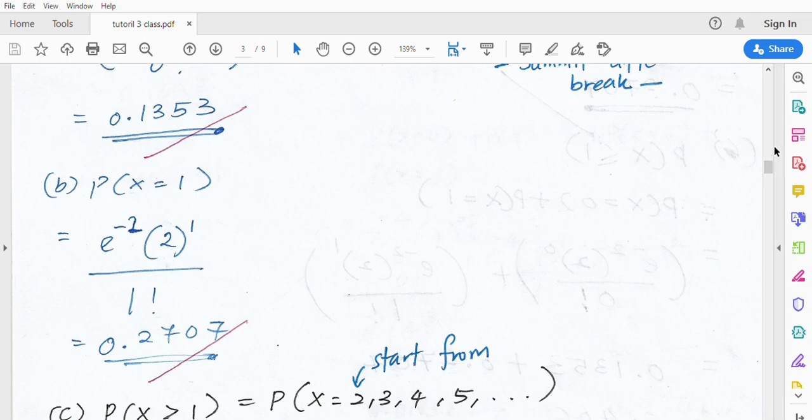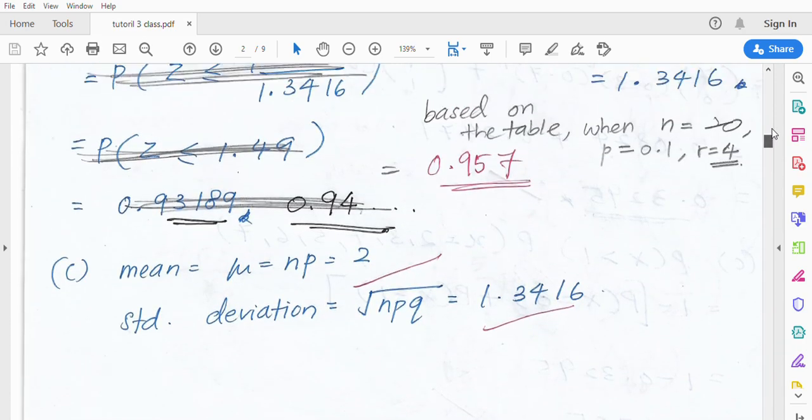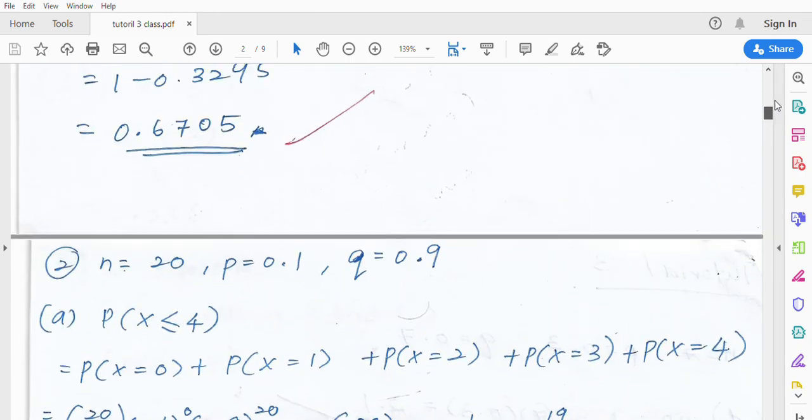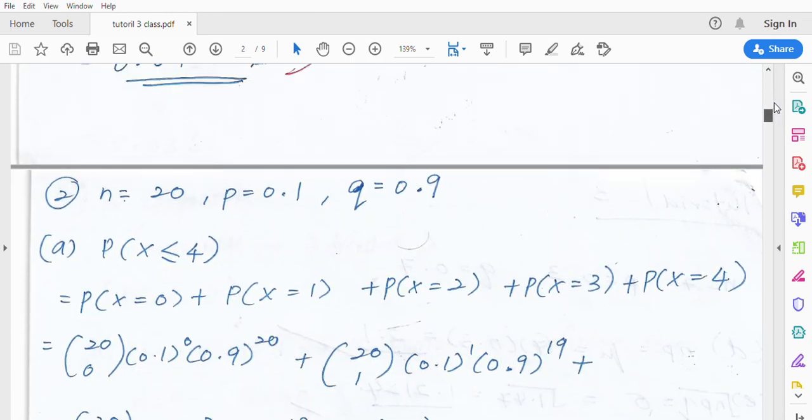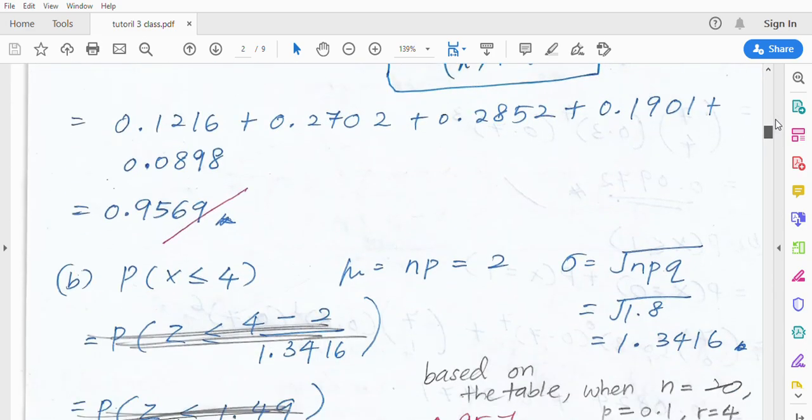Before I forget, the lambda is the mean. For Poisson, we only use the mean, so from the question we have to find the clue of the mean for Poisson. For binomial, the main clue is the p and q. Normally it involves the success and also failure. Okay.